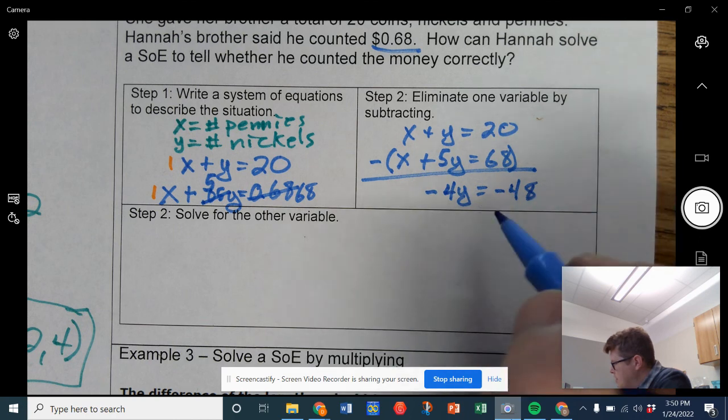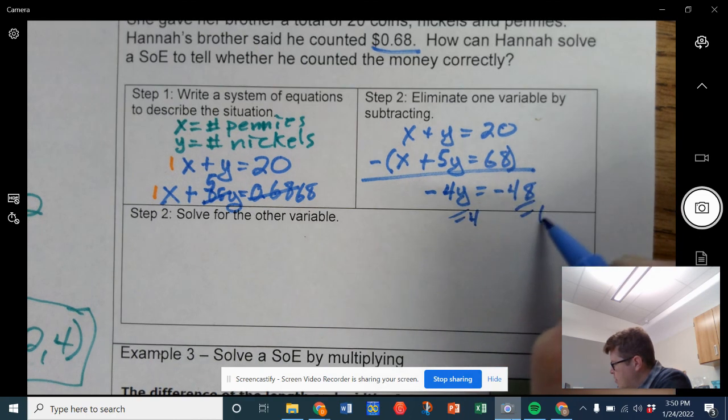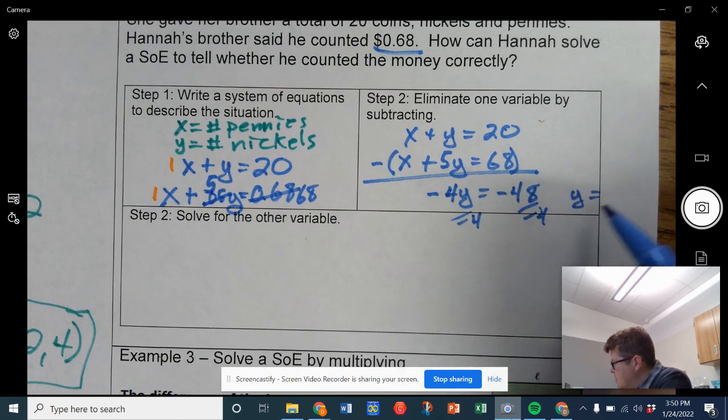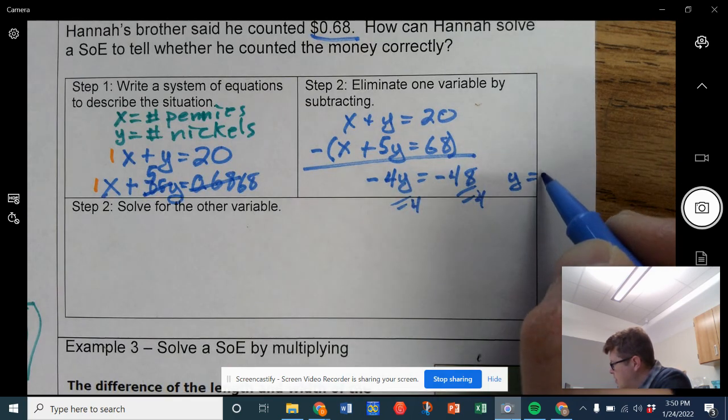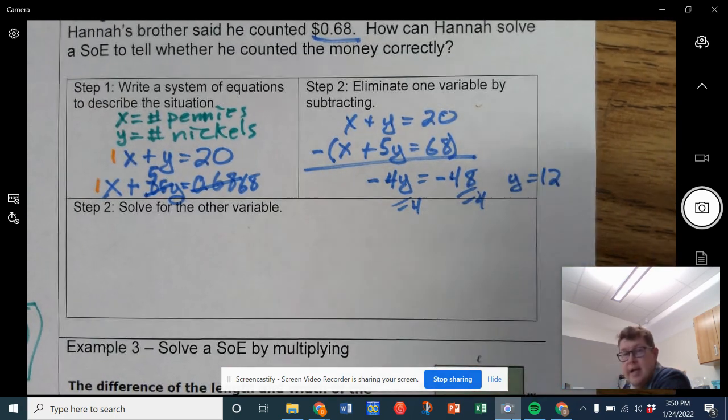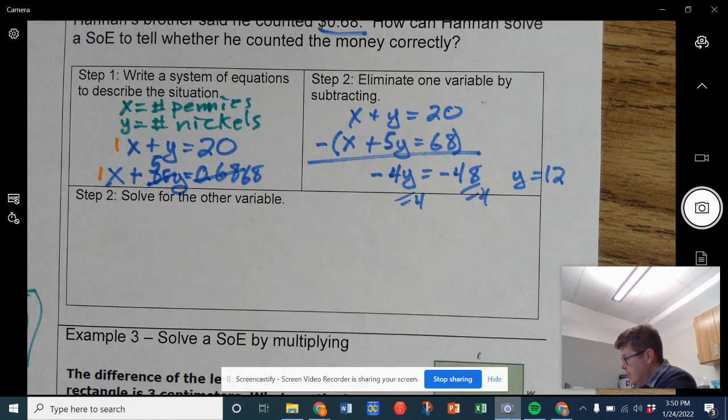Yeah. So then we'll divide by negative 4. Sorry if I'm running out of room here. And the good thing here is that those get eliminated, right? The negative divided by a negative, so 48 divided by 4 gets you to 12. So solve for the other variable.